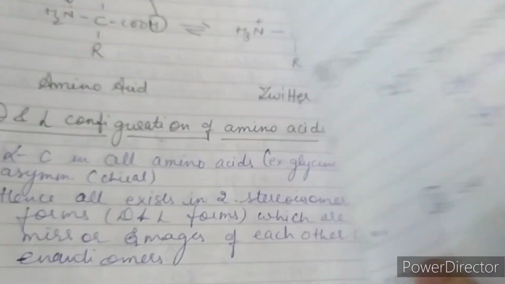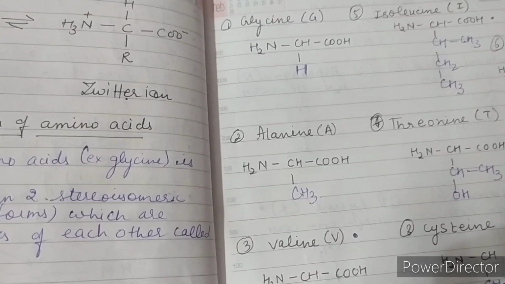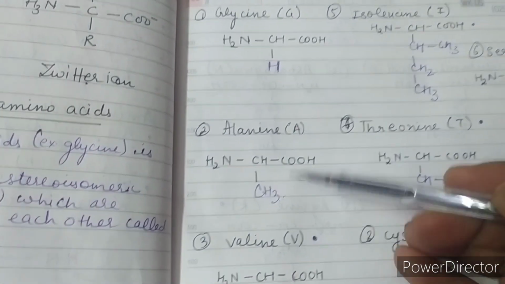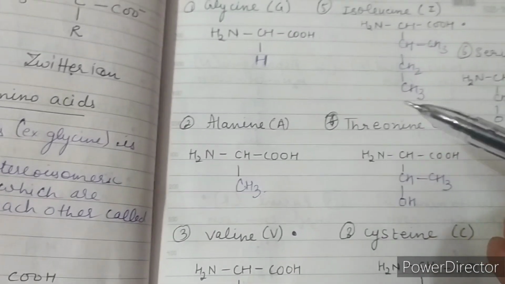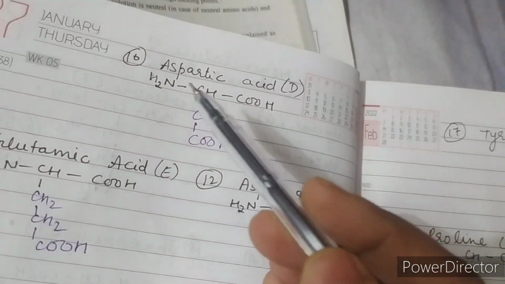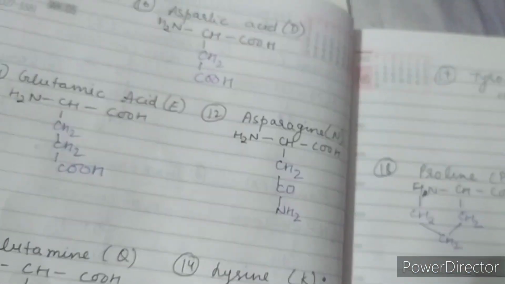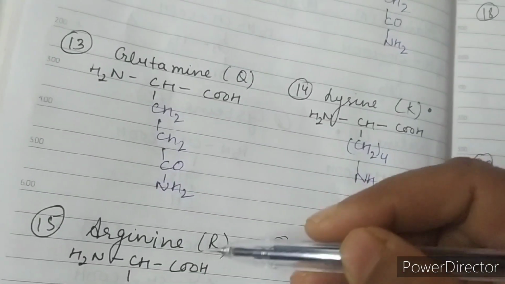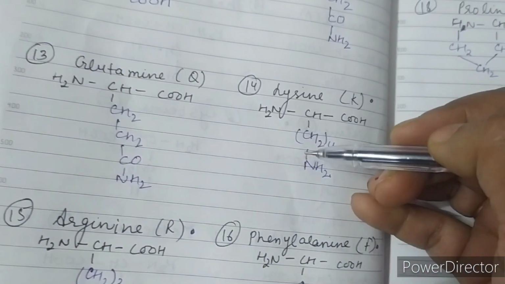Now we come to the classification of amino acids. There are 3 types of amino acids: neutral, acidic and basic amino acids. The amino acids having one NH2 and one COOH group are neutral amino acids. So you can see glycine, alanine, valine, these are all neutral amino acids. The amino acids which have 2 COOH groups and one NH2 group, like aspartic acid, glutamic acid, are acidic amino acids. Those having more than one amino group and one COOH group, like lysine and arginine, are termed as basic amino acids.